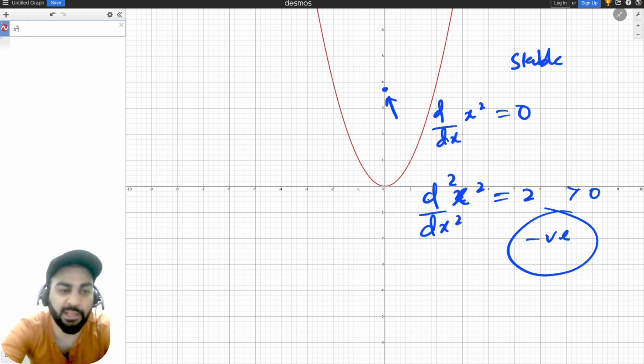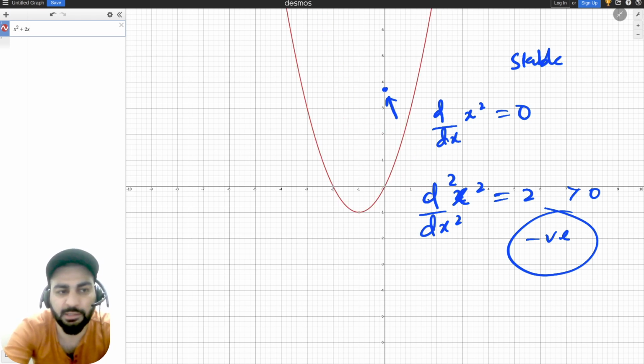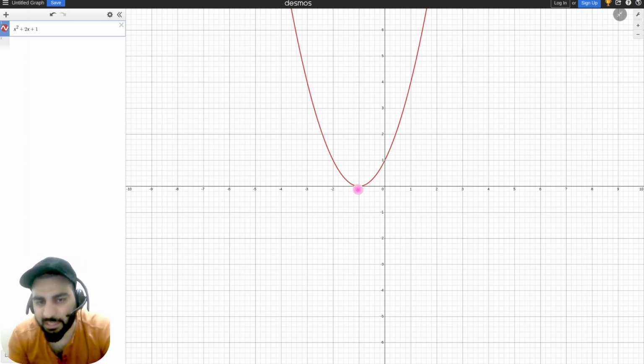Okay, let me again change this graph a bit. So x square plus 2x plus 1, let's suppose. So this is the graph. Here it has a minima at this point. If you see this graph, x square plus 2x plus 1, I think it's visible over here. The graph looks like this. Now the minima point is at minus 1.